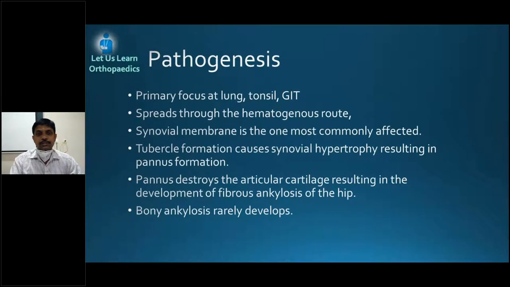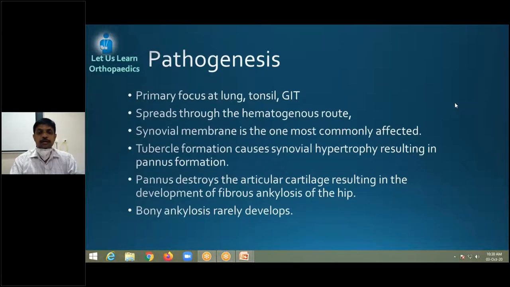Coming to the pathogenesis, the primary focus of tuberculous bacilli will be at the lung, tonsil or gastrointestinal tract, and it spreads through the hematogenous route, blood route, and the synovial membrane is the one most commonly affected, and tubercle formation causes synovial hypertrophy resulting in pannus formation. So once the focus of infection is there in the synovial membrane, chronic inflammatory response will happen that will lead to hypertrophy of the synovium, and pathologically it is described as pannus formation, and this pannus destroys the articular cartilage.